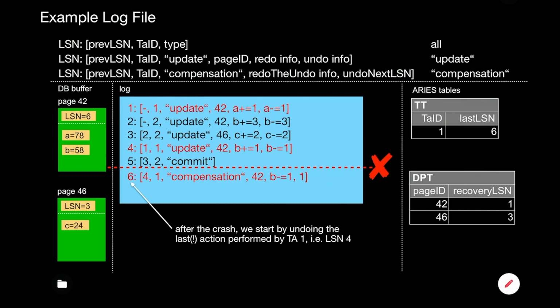It's just the undo information, and that's executed in the redo phase. Yeah? Because the pages are already up to date. With respect to what? Are these pages, this page 42 and 46, are they already written to the store?